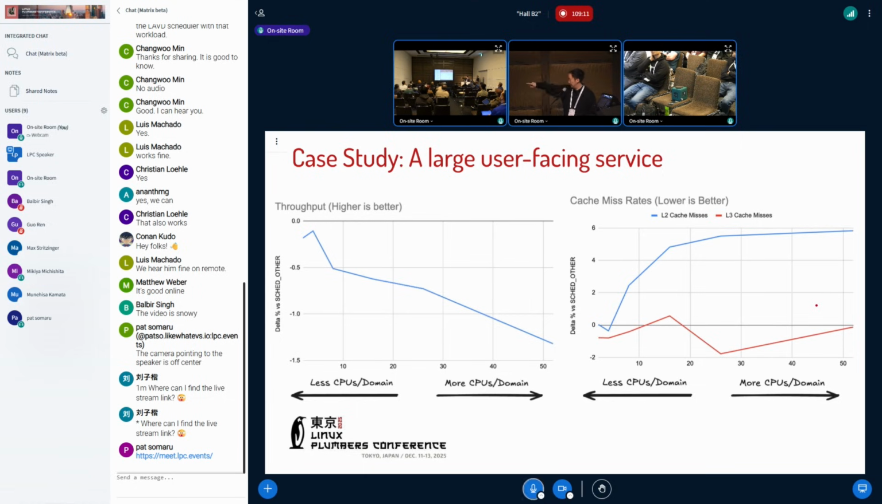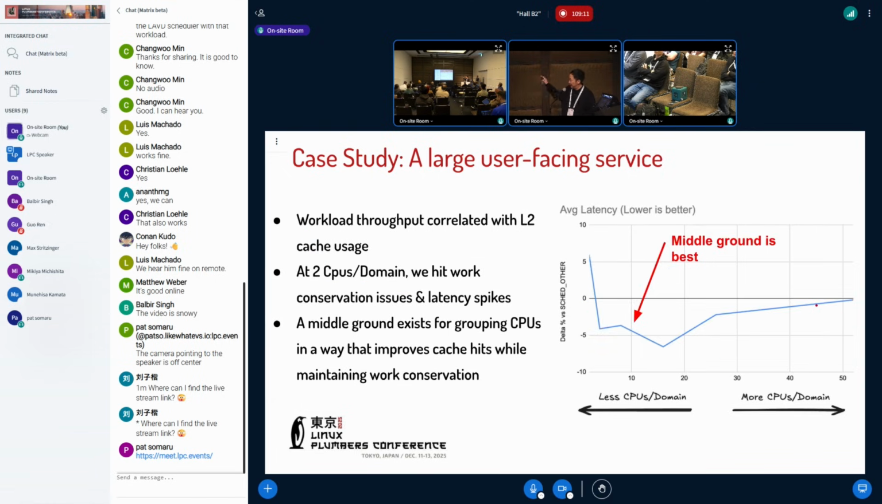As you can see, the L3 cache misses are within noise because there's a single L3 domain. However, if we look at latency, as we move towards the lesser extreme, when we have maybe just 2 CPUs per domain, then we start hitting work conservation issues, and we start seeing latency spikes. The point of this is to say that there is some middle ground that we can use to optimize for both work conservation and cache locality.